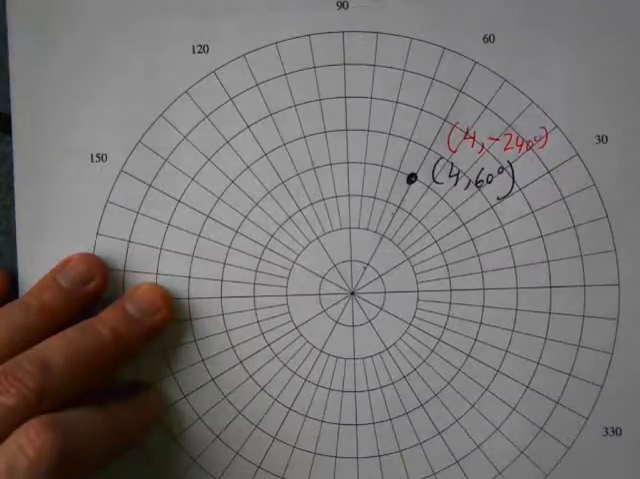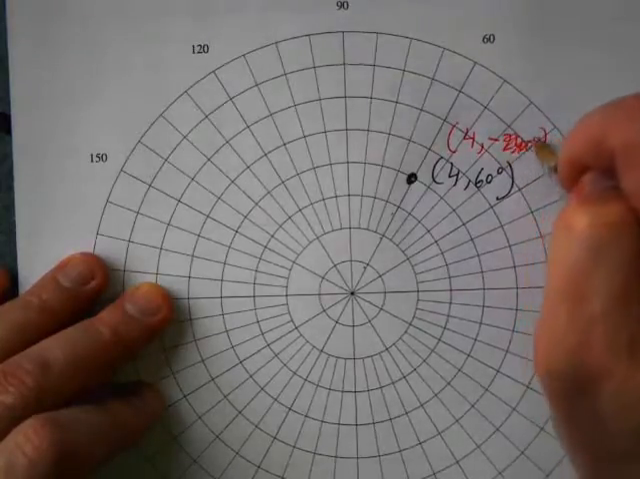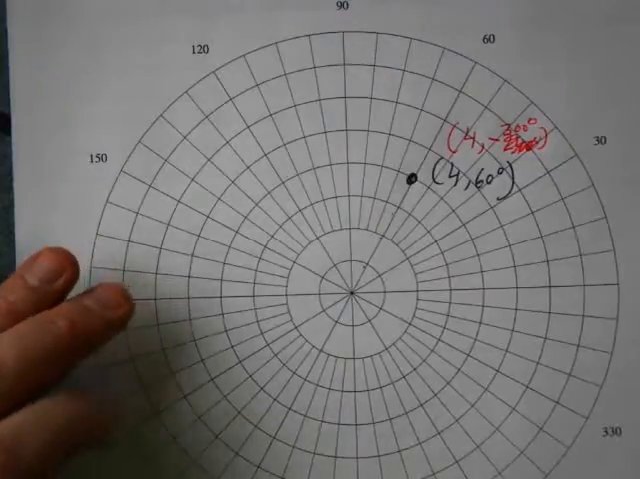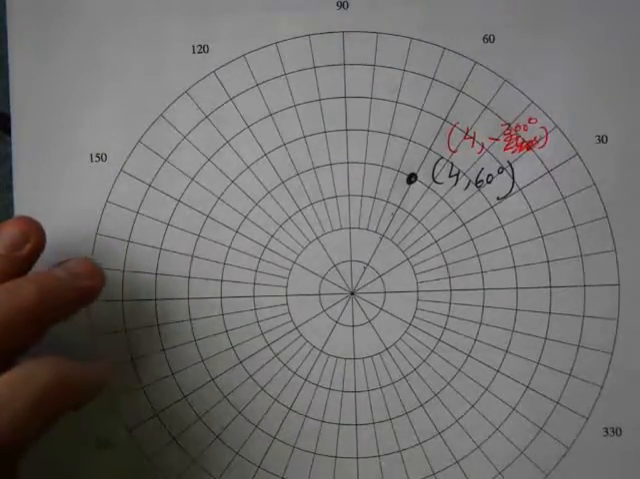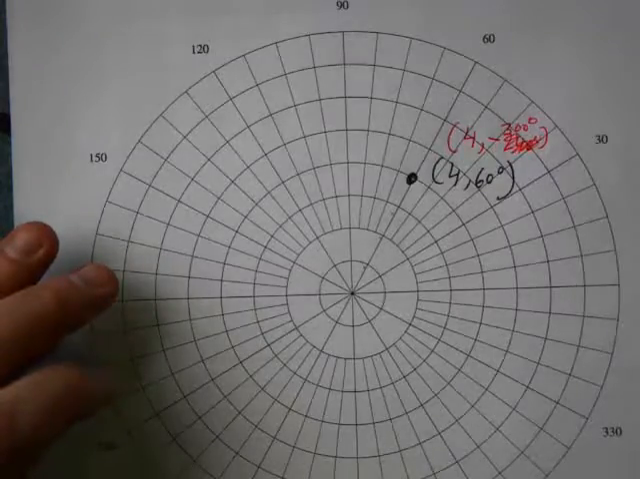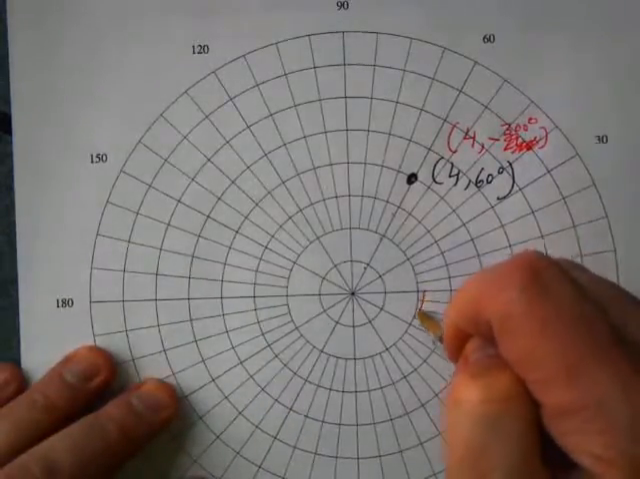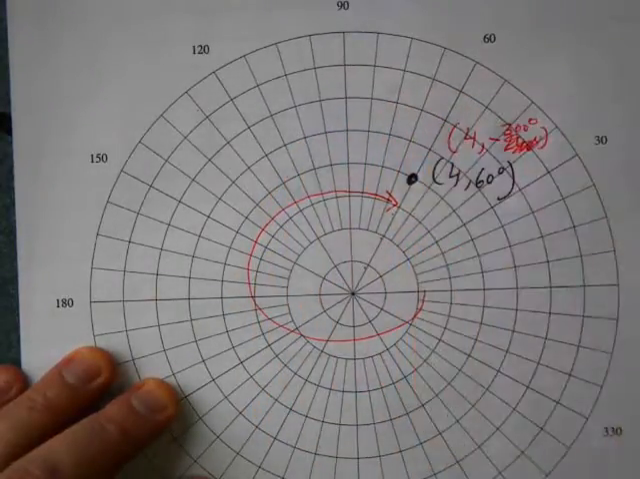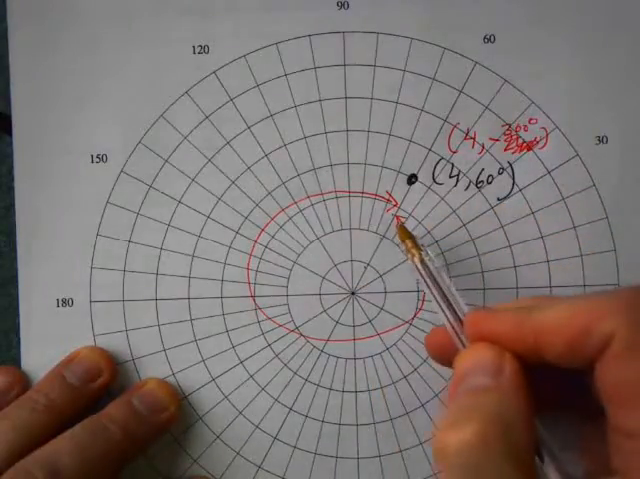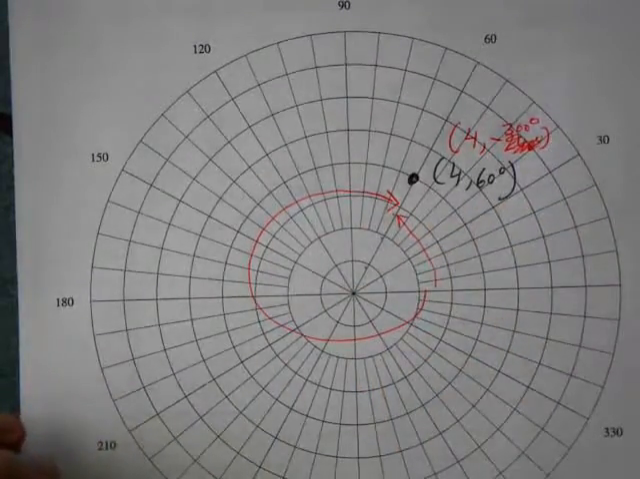Are you sure about 240? Wouldn't it be 300? Yeah, I think so. All right, so 4, negative 300 would be a correct answer. Right, so we measured it in that direction. So if this is 60, then this one has to be 300, because 300 plus 60 gives me 360.